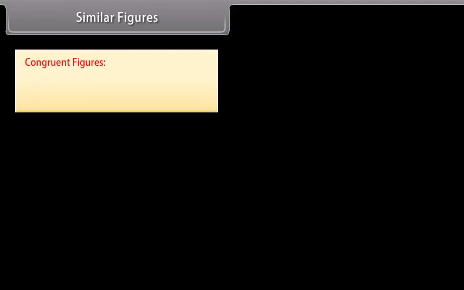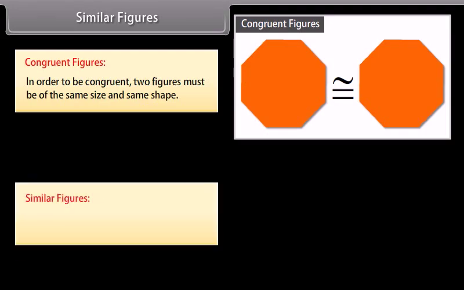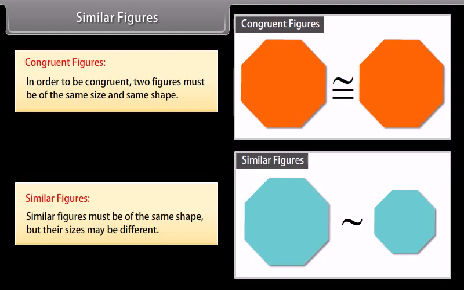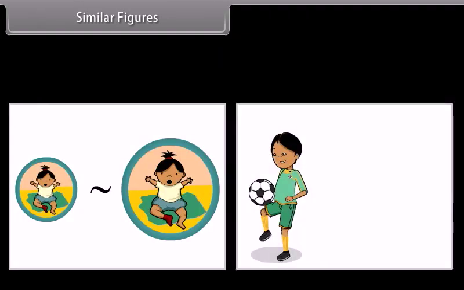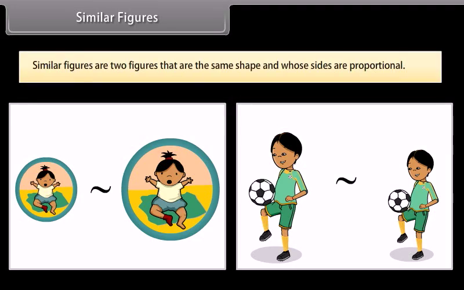Similar figures. Congruent figures. In order to be congruent, two figures must be of the same size and same shape. Similar figures must be of the same shape, but their sizes may be different. This is the symbol that means similar. When you have a photograph enlarged, you make a similar photograph. A photograph can also be shrunk to produce a slide. So, similar figures are two figures that are the same shape and whose sides are proportional.